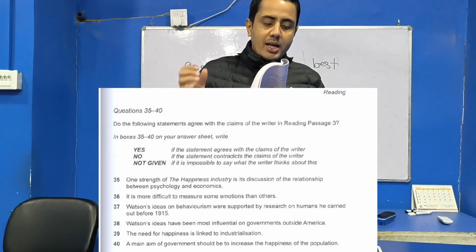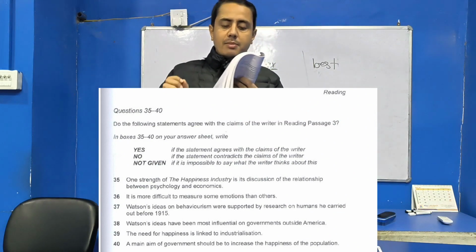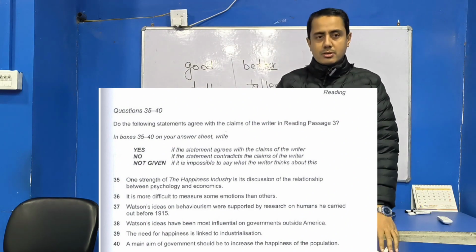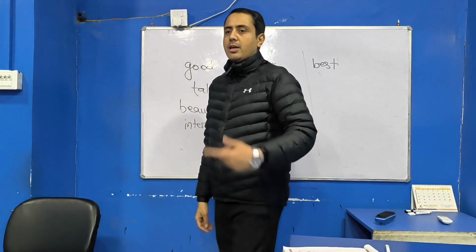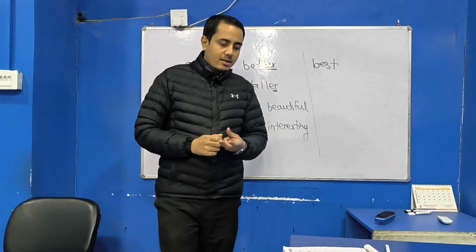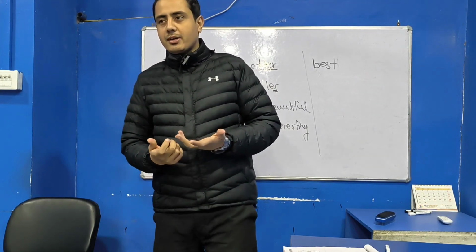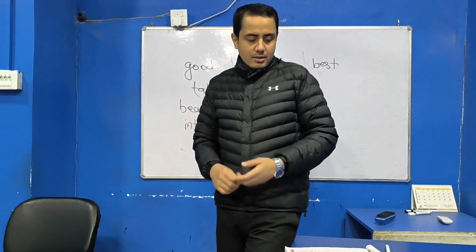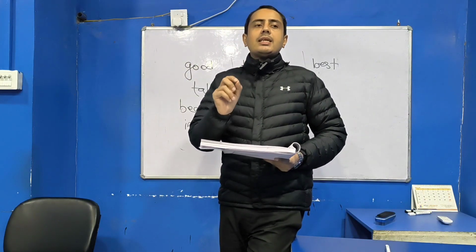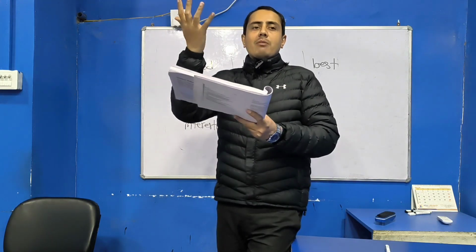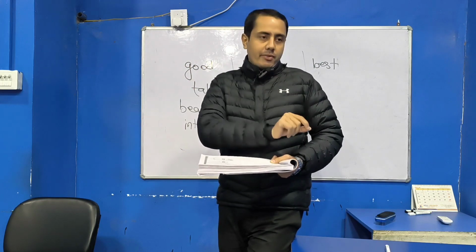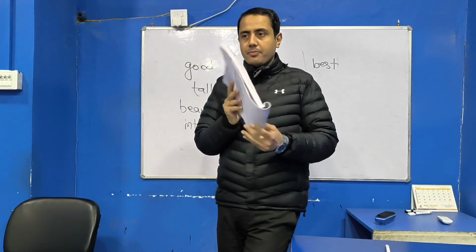Now, right now we have time. So let's search. It is more difficult to measure some emotions than others. What does it mean again? Can you name some emotions? Okay, love. Any other? Happiness, sadness, loneliness, fear, anxiety, all of these things. They are emotions. When we are measuring the emotions, like how much happy you are, how much sad you are, some are easy, some are difficult, according to this question number 36.